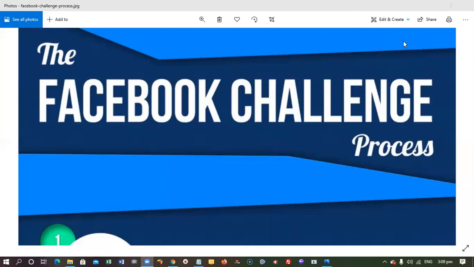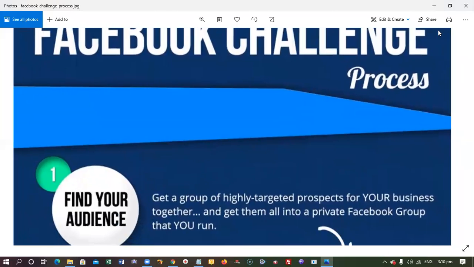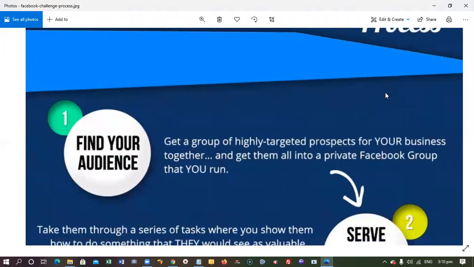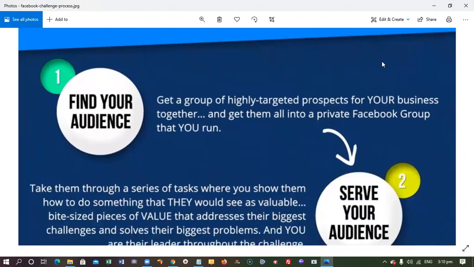Okay, so what is a process? A process simply is a chain of activities, what you will be doing during that particular challenge. Now, the first step is you need to find your audience. Get a group of highly targeted prospects for your business together and get them all into a private Facebook group that you run. That is it. That is the trick. You get all these targeted people together at one place, and now you can serve them.